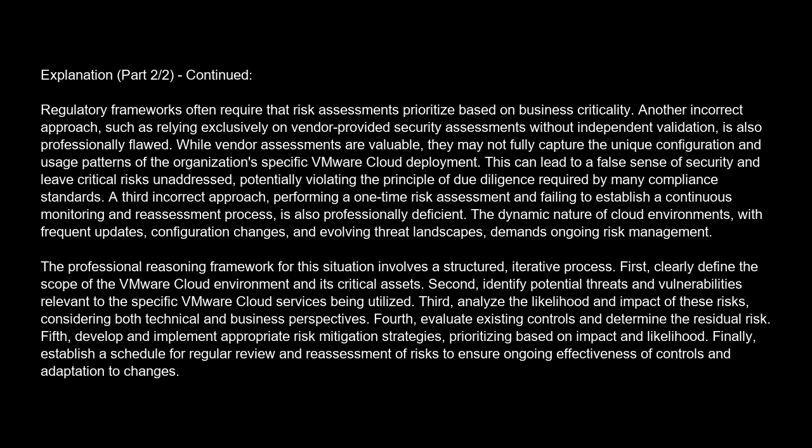First, clearly define the scope of the VMware Cloud environment and its critical assets. Second, identify potential threats and vulnerabilities relevant to the specific VMware Cloud services being utilized. Third, analyze the likelihood and impact of these risks, considering both technical and business perspectives. Fourth, evaluate existing controls and determine the residual risk. Fifth, develop and implement appropriate risk mitigation strategies, prioritizing based on impact and likelihood. Finally, establish a schedule for regular review and reassessment of risks to ensure ongoing effectiveness of controls and adaptation to changes. Question 8.